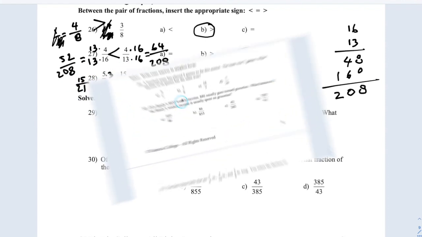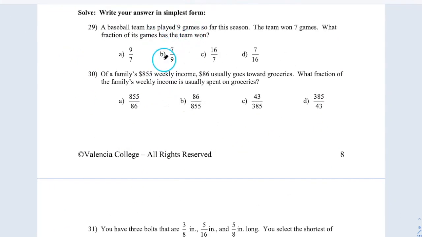Same idea. Write your answer in simplest form. Let's read it. A baseball team has 9 games so far this season. The team won 7 games. What fraction of its games has the team won? The team won 7 out of how many in total? Out of 9. 7 out of 9.